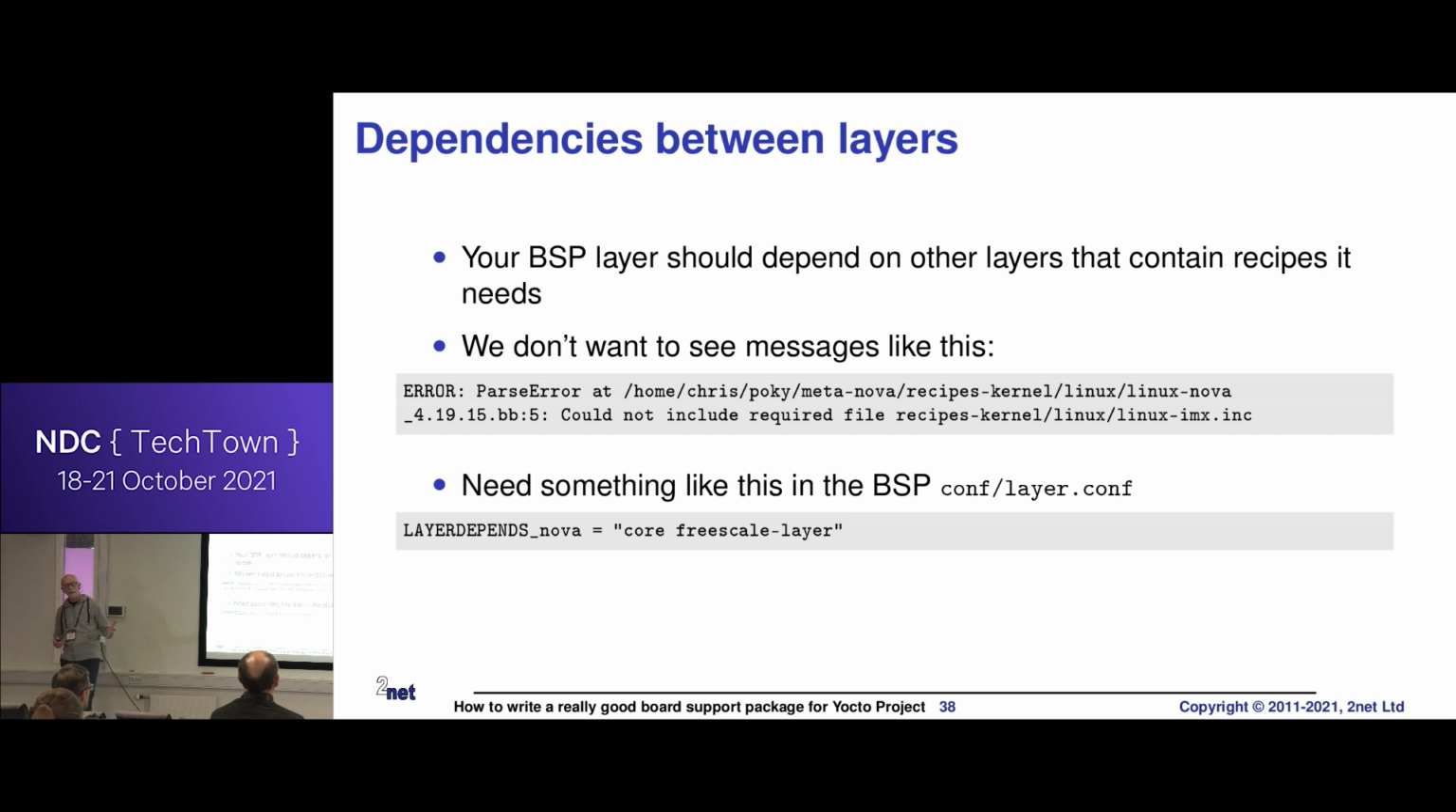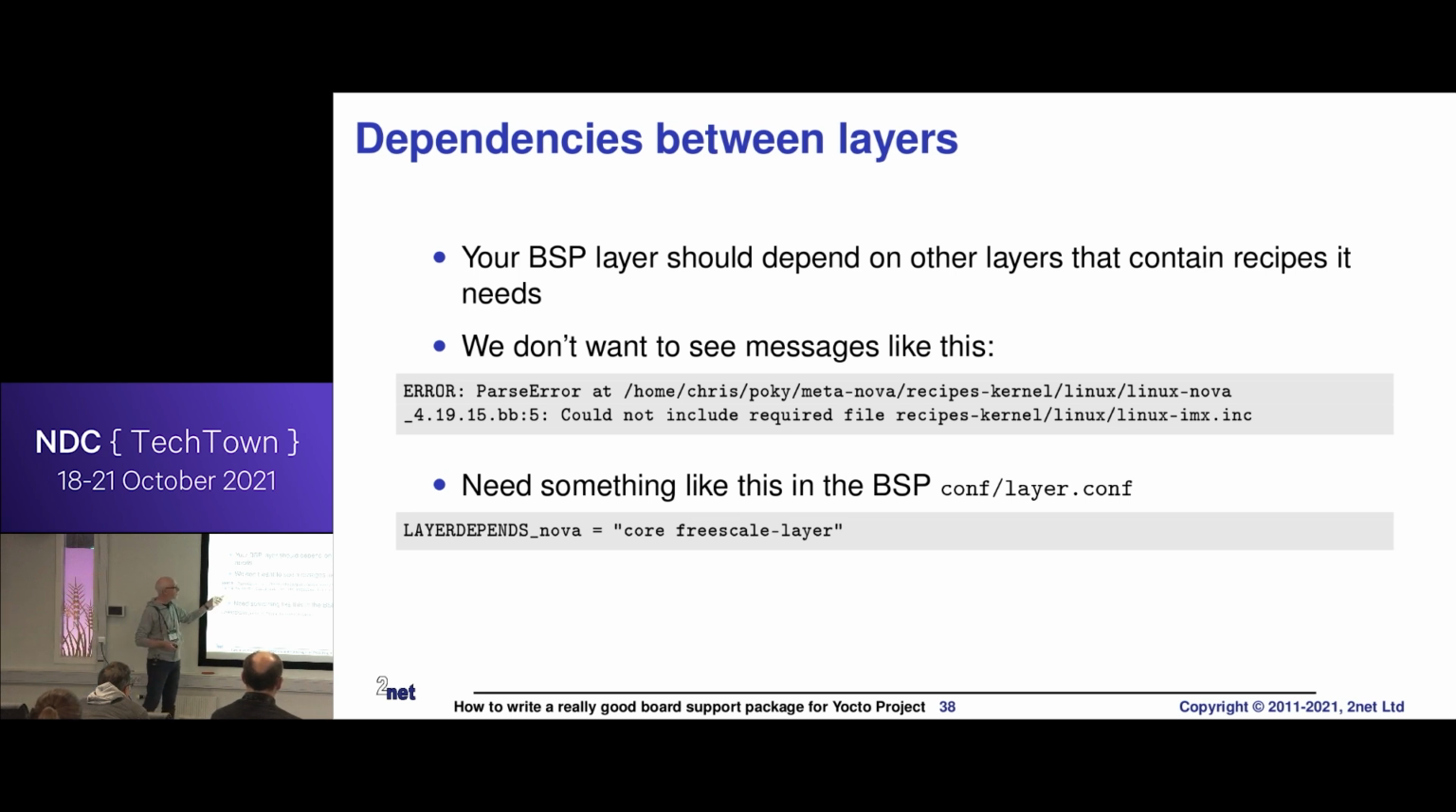Another problem is dependencies. Quite often one layer depends on other layers. And so when you're running the BitBake build, you get errors like this: could not include required recipes. Essentially, the problem is that Linux IMX is in a different layer and we don't have that layer. So then we have to scratch our heads a little bit, work out where Linux IMX is coming from, include that layer. It would be nice to avoid that.